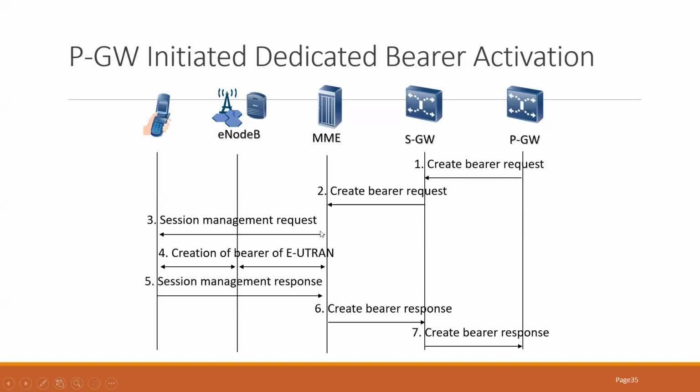SGW will send it to MME. MME will send a session management request to the MSISDN. Then there is a creation of bearer between your EUTRAN to ensure that the specific bearer required as per that quality of service is available. Once the specific quality of service bearer is established, your MSISDN sends a session management response, which triggers a create bearer response, and that triggers a create response to the PGW, ensuring that a dedicated bearer is created. Then you can have that uplink and downlink communication and the service usage on that dedicated bearer.